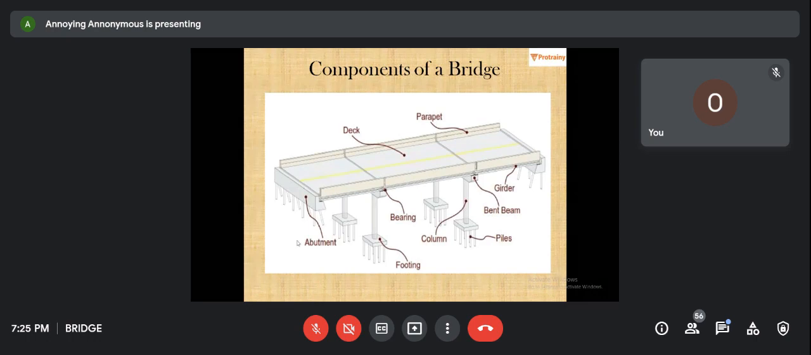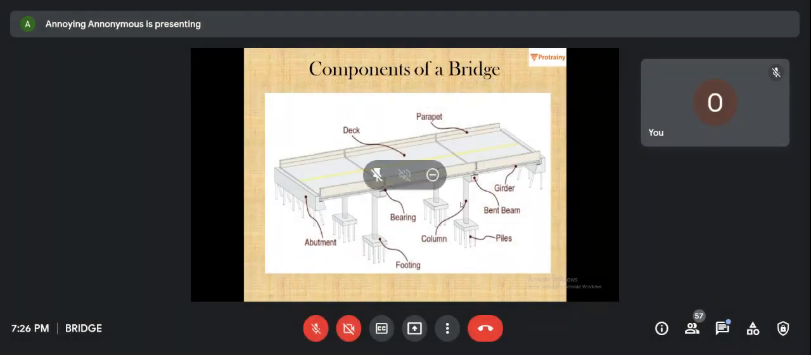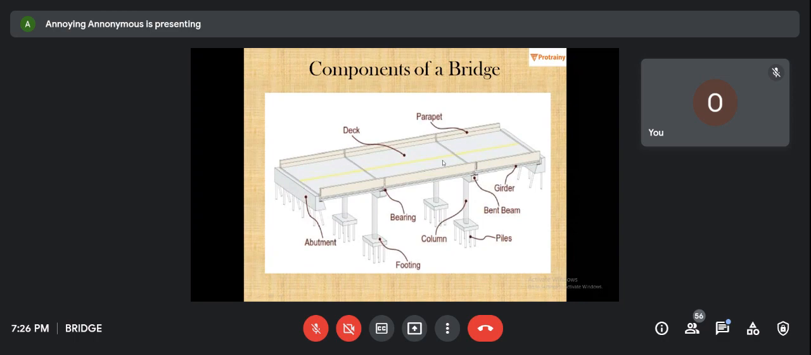So this is footing. After footing, what we have is bearing, then your columns. On columns, the girder is resting, and these girders are carrying the deck, and this deck is the only part of the bridge which is usable, right? You are only using the deck, and the rest of this structure is just to support that deck.